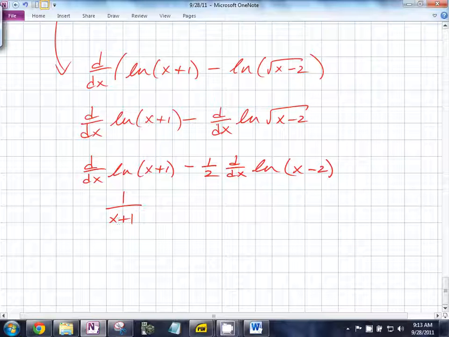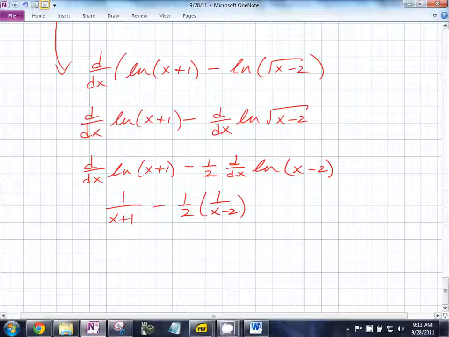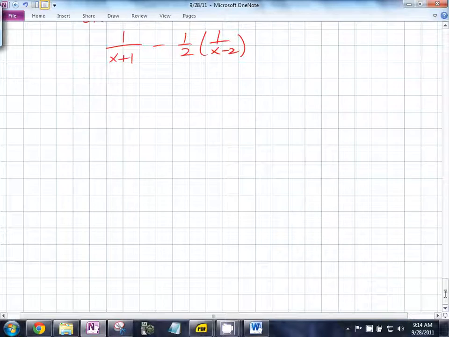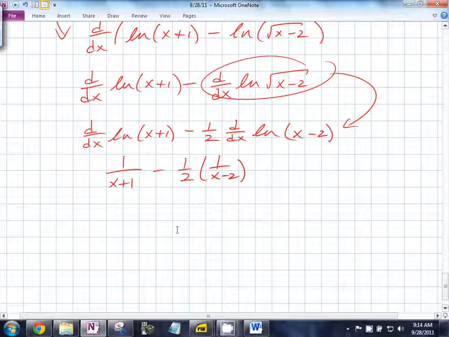Wait, what? How do you get from here to here? Oh. Log of x to the n is equal to n times log of x. Square root is 1/2. So we just avoided using the chain rule. Is that nice? It is. So can you flatten these things out? Yeah, you sure can.